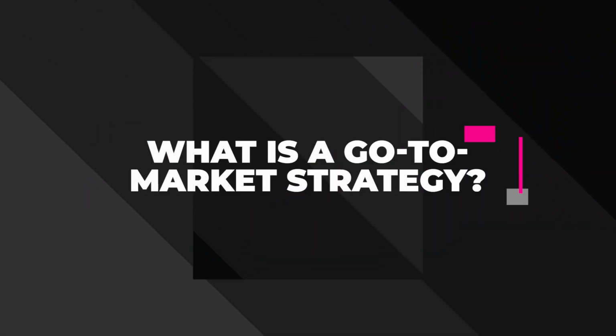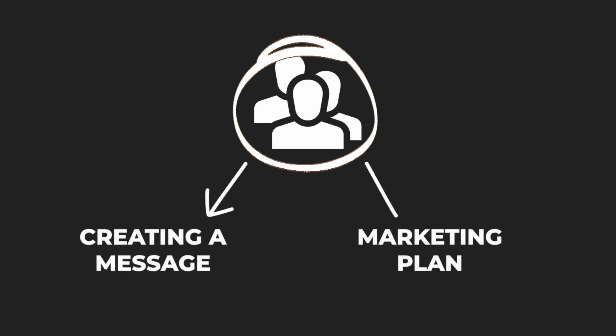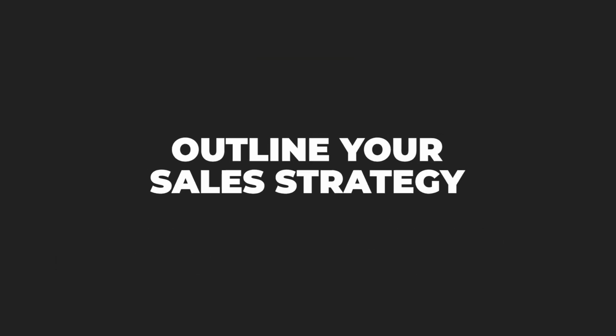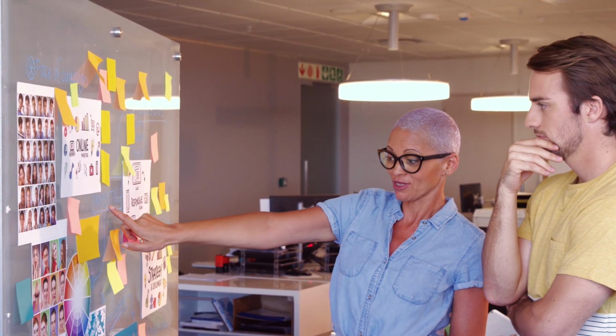So what exactly is a go-to-market strategy? Well, a go-to-market, or a GTM strategy as it's also known, is a detailed action plan created to position your offering for market launch. Now, it is created on the back of a brand strategy and a clearly defined target market, and then creating a message and a marketing plan to outline your sales strategy. So exactly how you're going to bring that product to market, how you're going to bring that brand to market, and how you're going to connect with your audience to convert them.